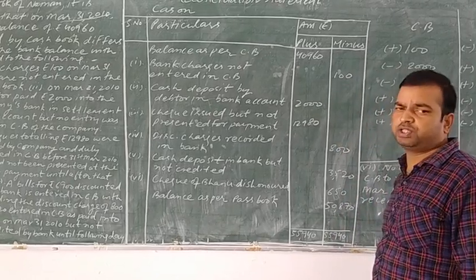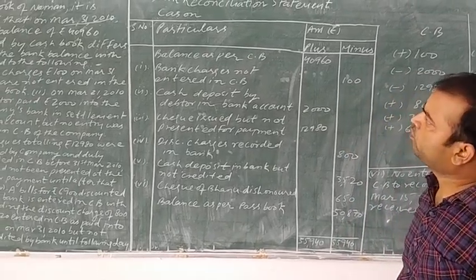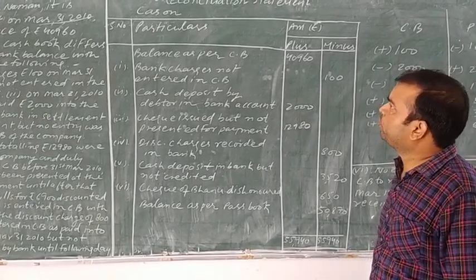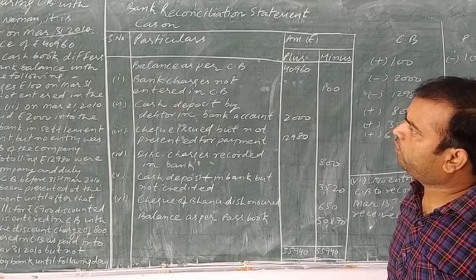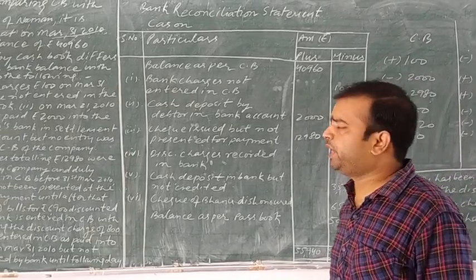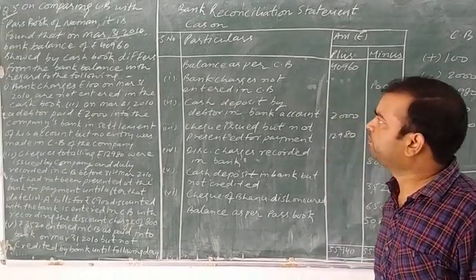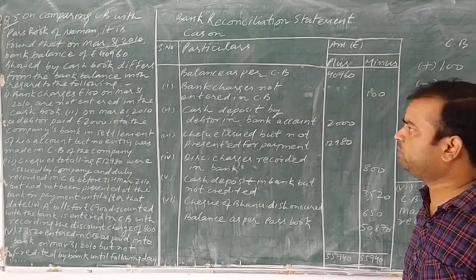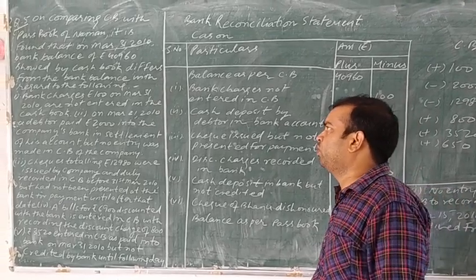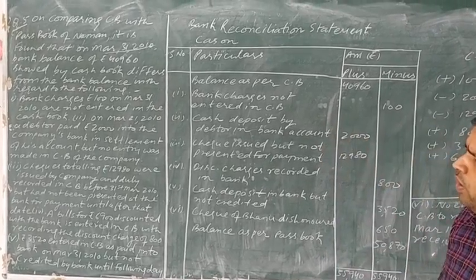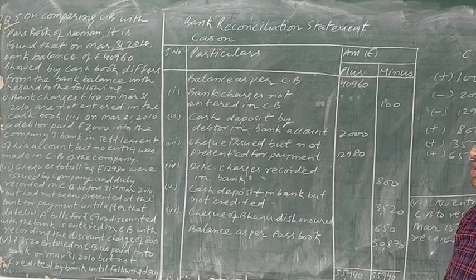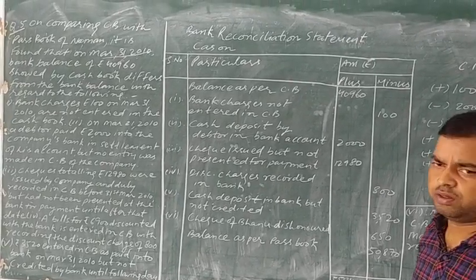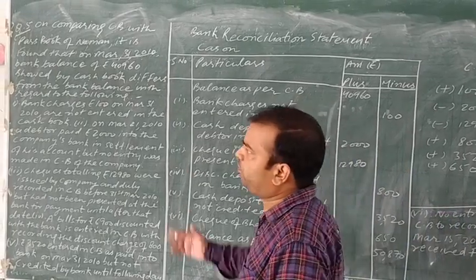This is an online class session of accountancy. I am here to explain one more question related to the bank reconciliation statement. The question number is 5 in your NCERT book. You can just have a look. Open your book, the chapter is bank reconciliation statement, and open that numerical question, question number 5.